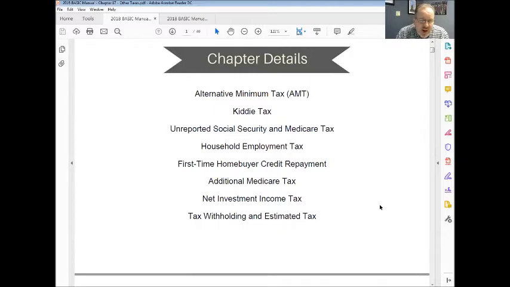We talked a little bit about unreported Social Security and Medicare when we talked about unearned income with tips. So we'll have that. Household employment tax, we're starting to see a little bit more of this. As I told my classroom sessions, this is becoming a little more common in this day and age of the cost of nursing homes. A lot of people end up staying in their homes and hiring somebody to come to their home to take care of maybe an elderly parent or somebody that is ill or has medical needs. There's a lot more of that.